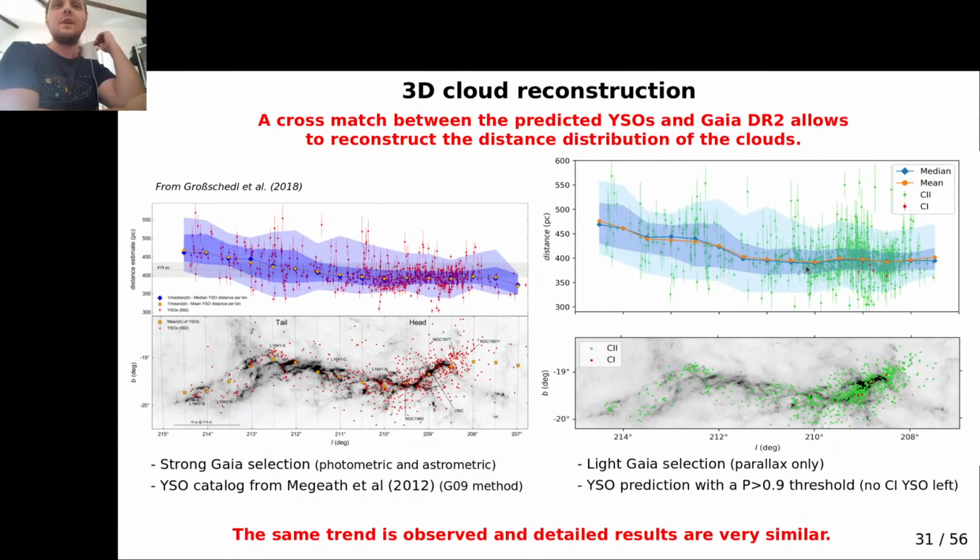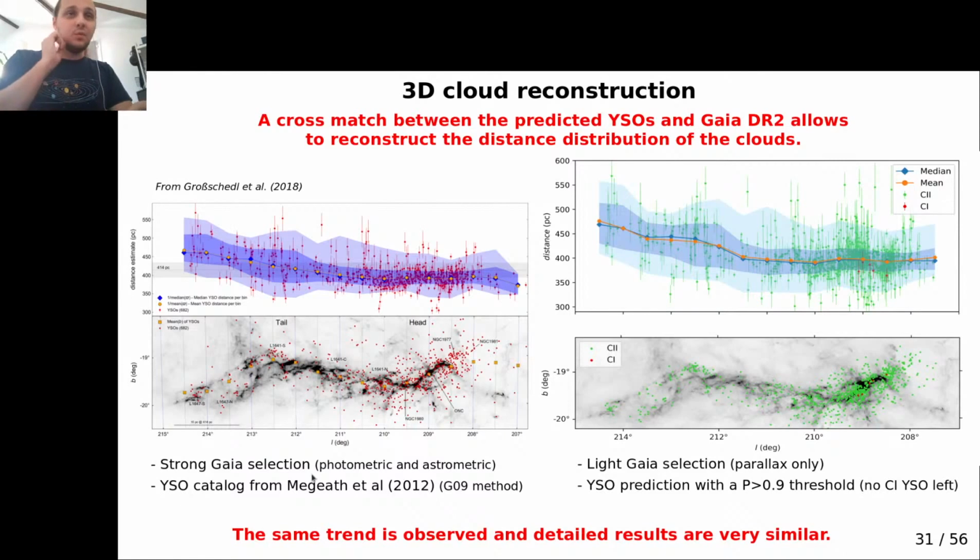In the case of Orion, it was already studied by Großschedl in a paper from 2018, where they used young stellar objects as classified by the Gutermuth method, using Spitzer and 2MASS infrared data, and they used what I call a strong Gaia selection. So they put strong constraints in terms of photometric and astrometric quantities to select the stars that can be used to reconstruct the 3D shape of the main Orion filament.